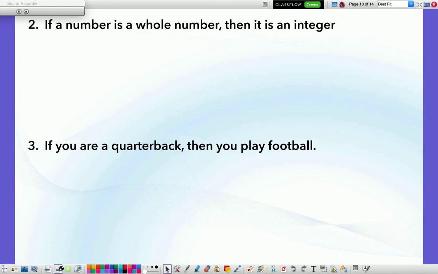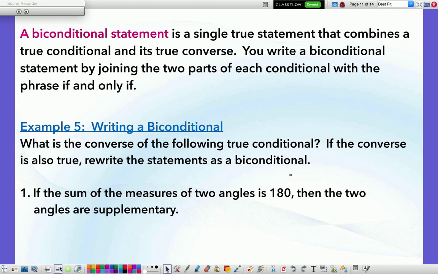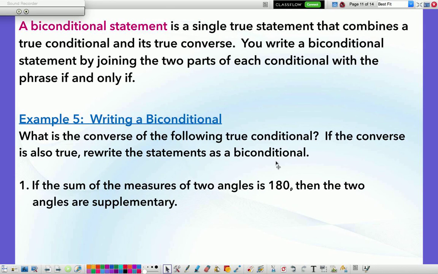Next slide. All right. I know this is a lot of information, so do your best. A biconditional statement is a single true statement that combines a true conditional and its true converse. And you write a biconditional statement by joining the two parts of each conditional with the phrase if and only if.